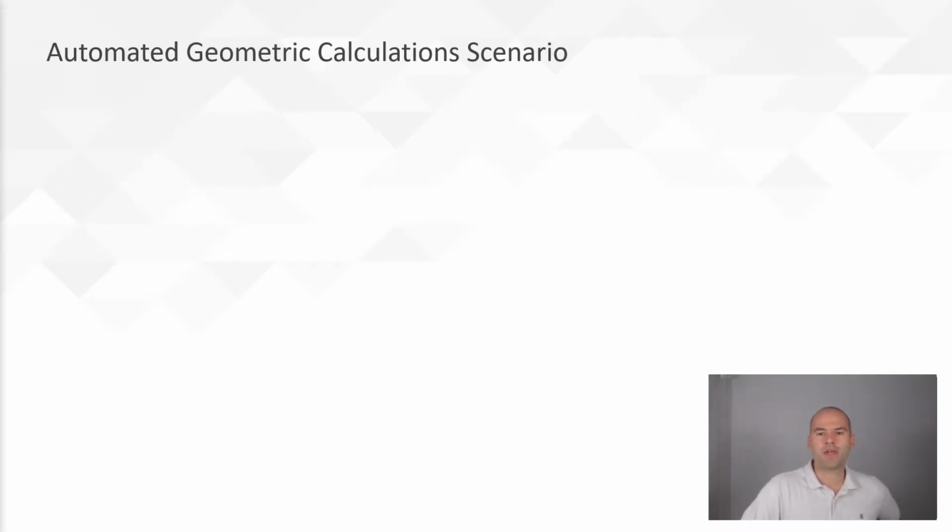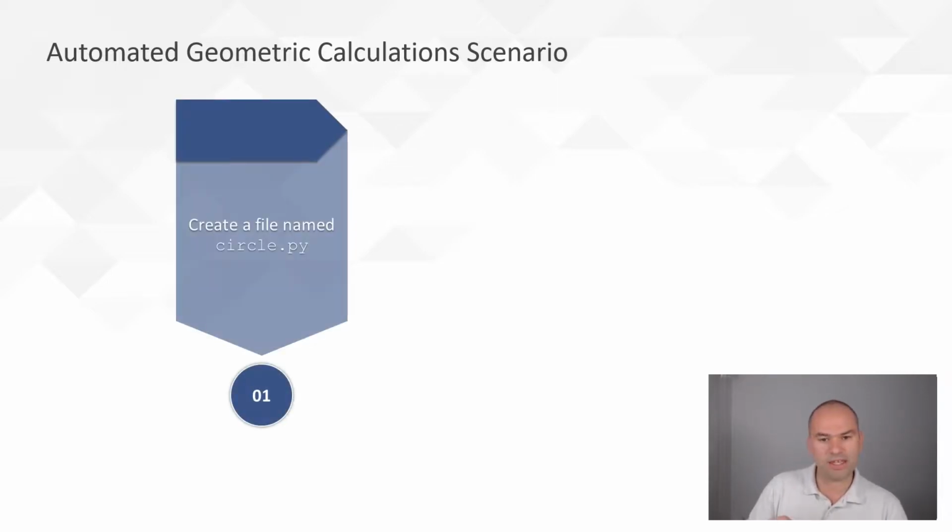All right, time has come for us to tackle another scenario. This one has to do with automatic geometric calculations. So we're going to take the shape of a circle, and we're going to write an object-oriented program. We're going to write a class with two methods that is going to calculate the area and the circumference of the circle. So first thing we're going to do is create a file.